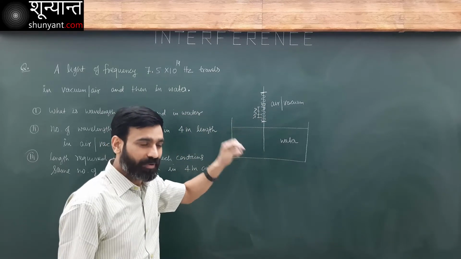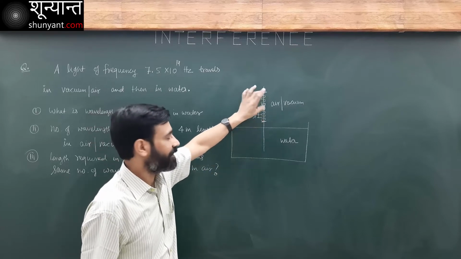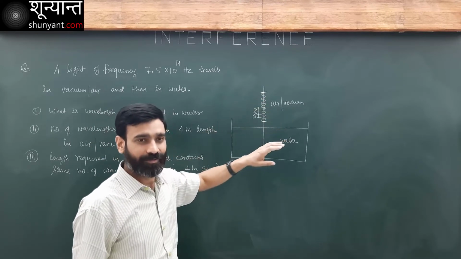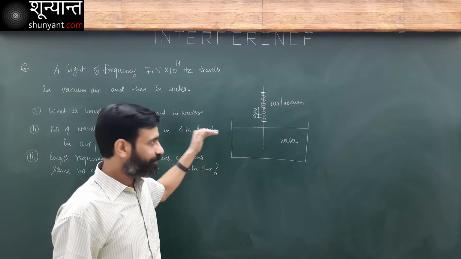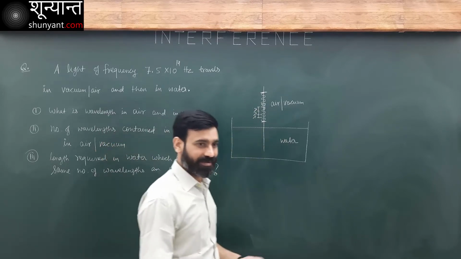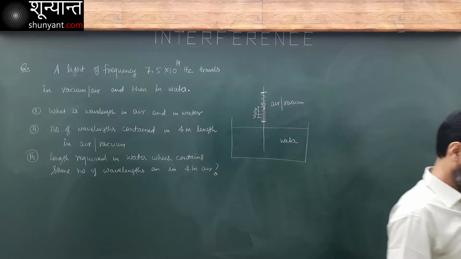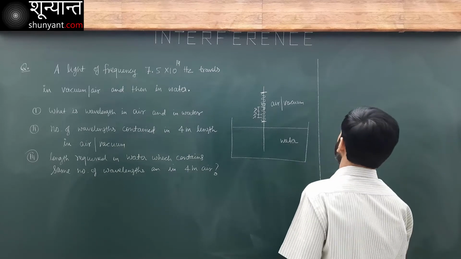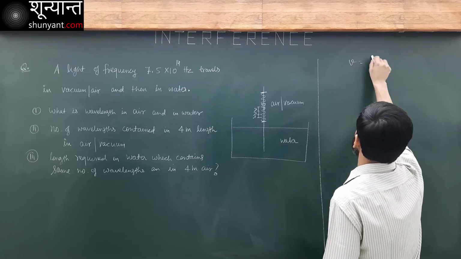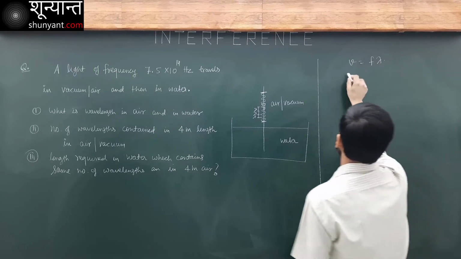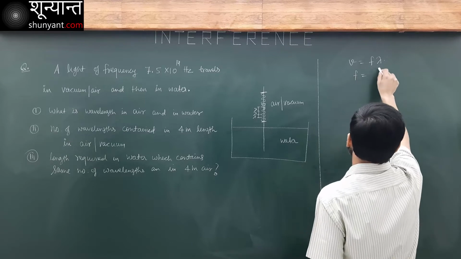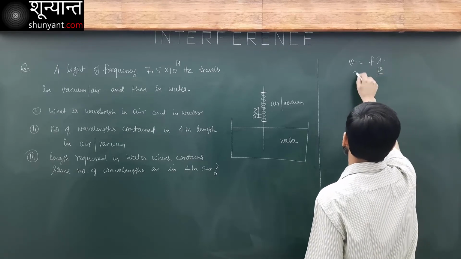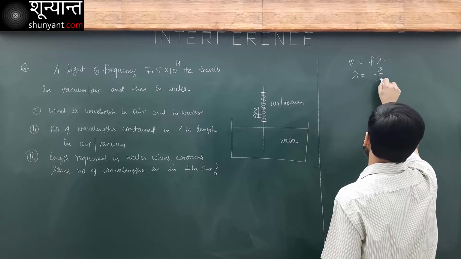So how many wavelengths are present in a given length? It will be simply length over wavelength. Very simple. But let's calculate. We are going to see some very interesting property. Now the first question. Speed is frequency times wavelength. So frequency is equal to speed over wavelength, and I have to find wavelength, so wavelength is going to be the speed over frequency.